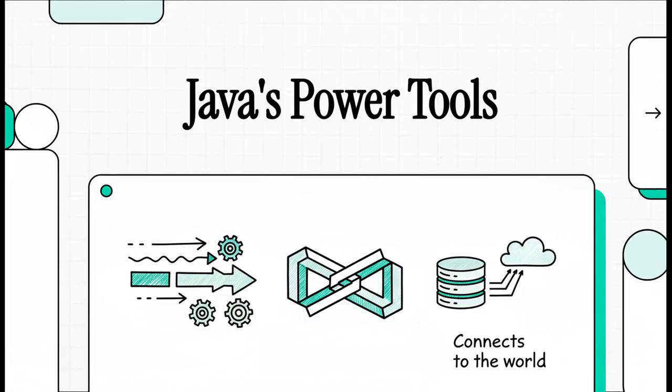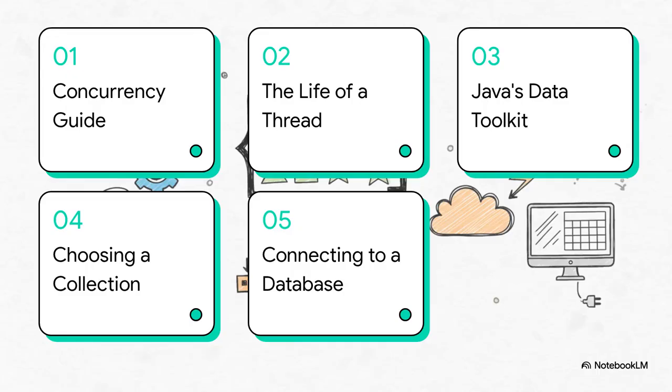Let's jump in. So here's our game plan. We'll kick things off with a quick guide to concurrency, then get personal with the life of a thread to see how we can make our apps feel instantaneous. After that, we'll open up Java's data toolkit and figure out how to choose the perfect collection for any job. And finally, we'll connect our app to a database to make its data last.